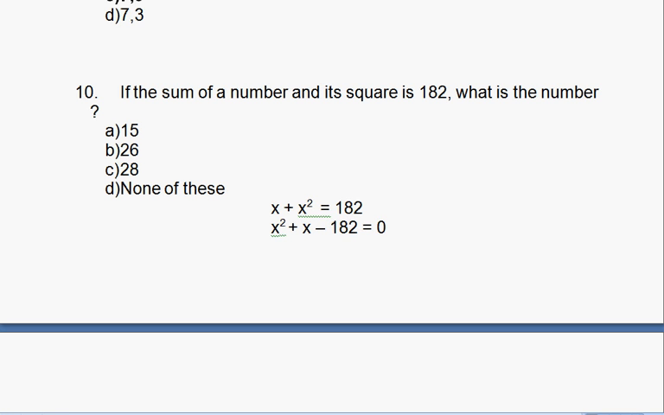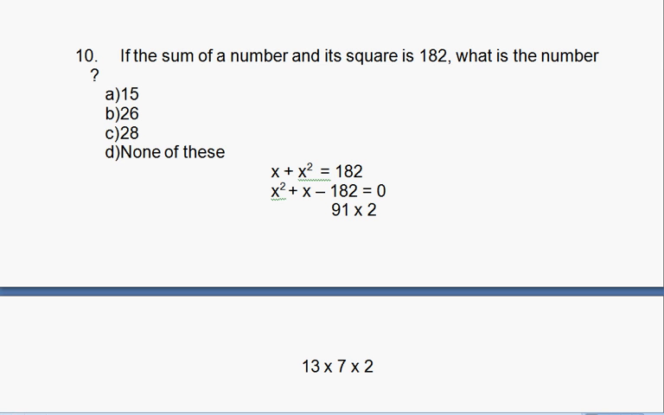So 182 can be written as 91 into 2, right? 91 multiplied by 2. 91 can be written as what? 13 into 7, right? So 13 into 7 into 2, right? So these are the factors, and we can make it 14, so it would be 13 into 14, right? So we can factorize this as 13 into 14, right?